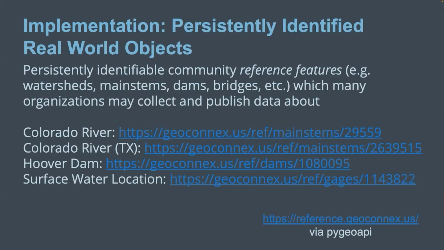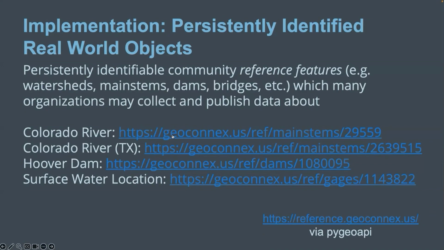So what we want to have are persistently identifiable community reference features that have these kinds of URLs that are unambiguous and also self-describing in a sense. So to get at the ambiguity, we know in the US there's two major rivers that are called the Colorado River that folks may not know about. So we want them to have their own unique identifiers in the form of URLs.